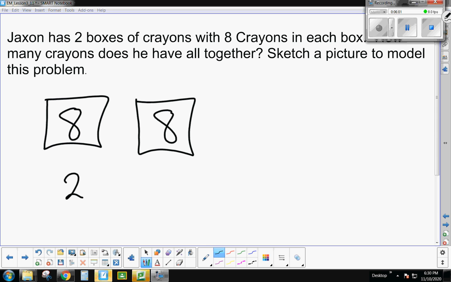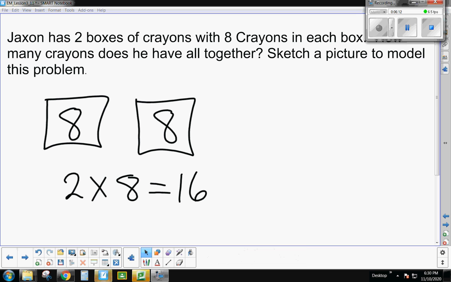I have 2 groups of 8, so 2 times 8, and I know that anytime I have 2 times 8, that's just a doubles fact. 8 and 8 is 16. So that's an easy fact, isn't it? We'll keep that picture on your paper.